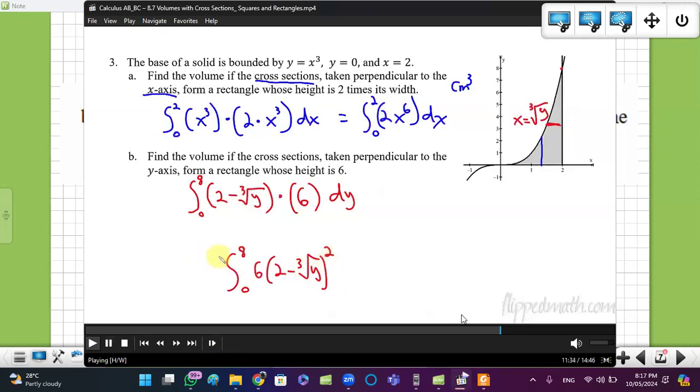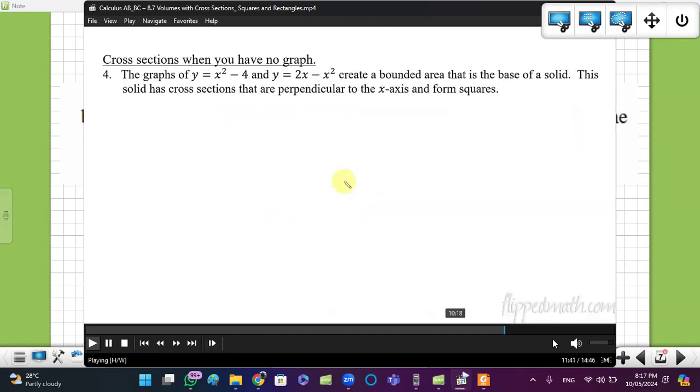Okay, so that's if you see that going on. Just be careful if it says 6 times the width or if it's just the height. Look here. Okay, one more example and then we're all finished.